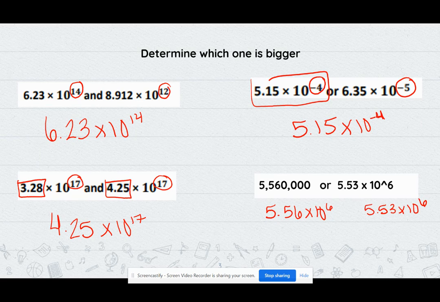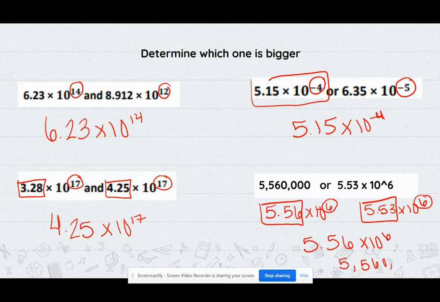So now that they're both in scientific notation, I look at their exponents, which are both 6. So that tells me I need to look at the decimals. So I have 5.56 and 5.53. I ask myself which one is bigger. I can think of it as money. And the left-hand side is bigger, so 5.56 times 10 to the 6th. Or it was 5,560,000.